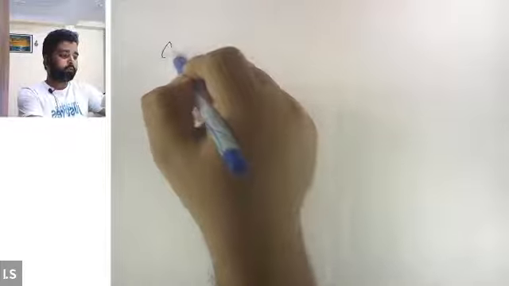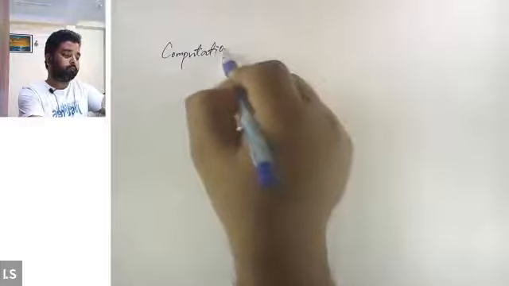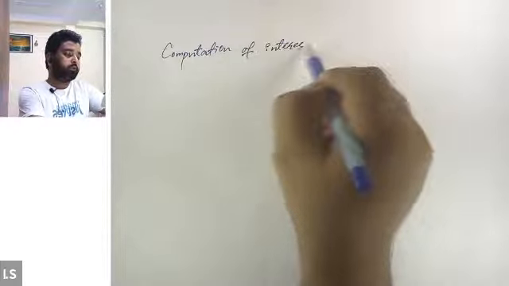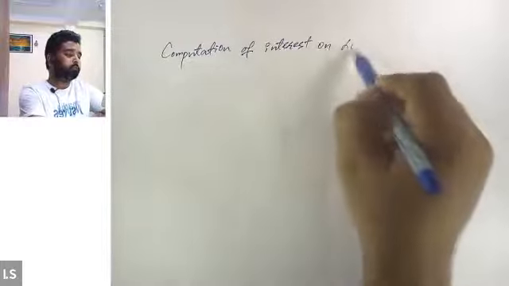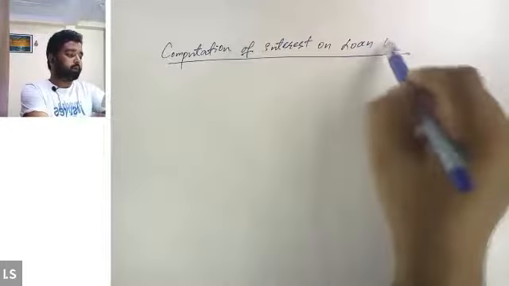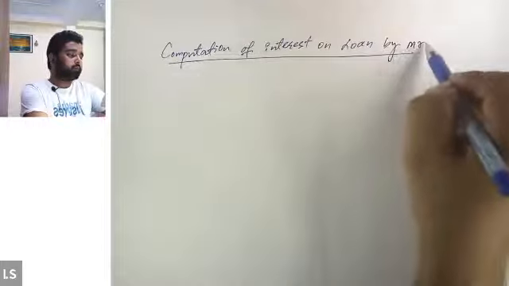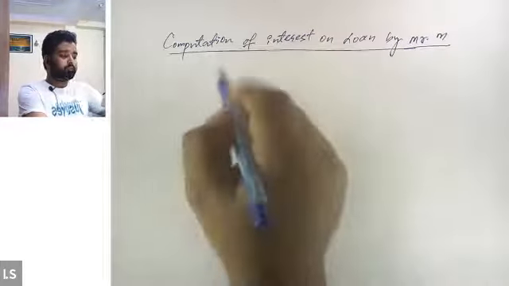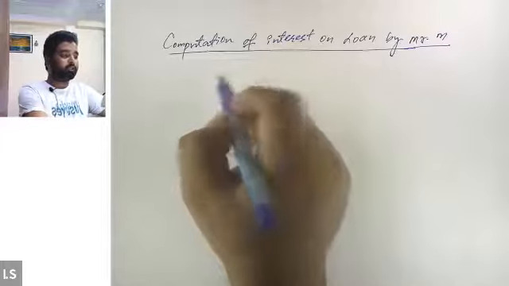It is pretty simple. I'm pretty sure that all of you will be able to understand this. Computation of interest on loan, which belongs to M. So Mr. M, the amount of loan that Mr. M has given to the business is 8,000, right?